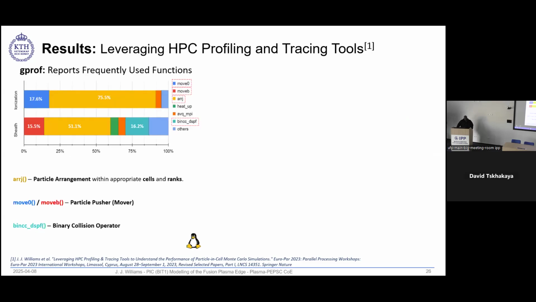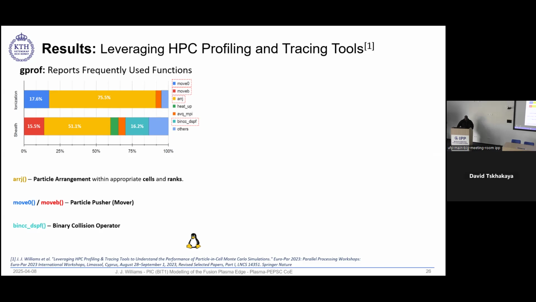So firstly, let's look at gprof. What do we get when we use this tool? Well, right away, we understand three very important functions. The RJ function, which is the particle arranger within the appropriate cells. Then we have the mover. And then we have the binary collision operator, which is where you have the Monte Carlo collisions happening.